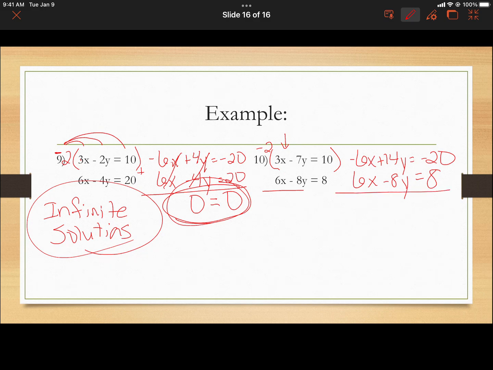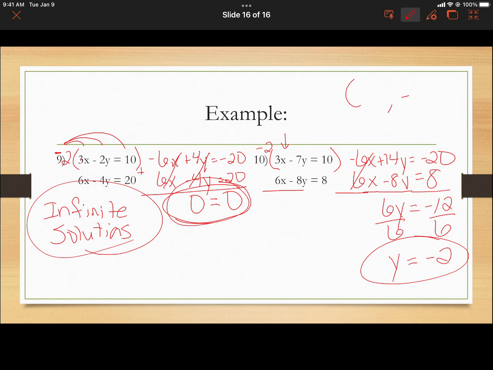Okay, add these together. 6x's cancel. 14y minus 8y is, not 7, 6y. 14 minus 8 is 6, so 6y equals negative 12. Divide by 6, and y equals negative 2. So again, y is negative 2.